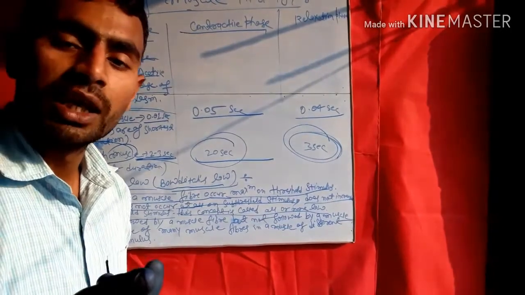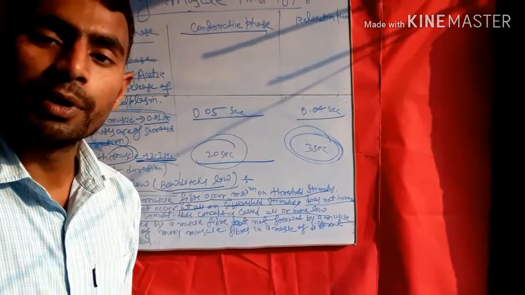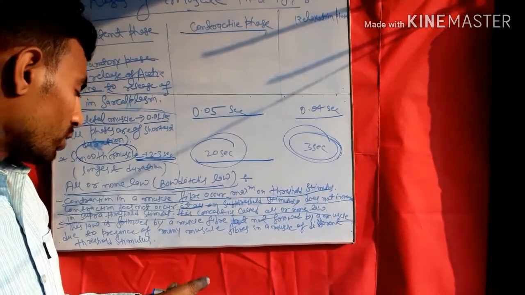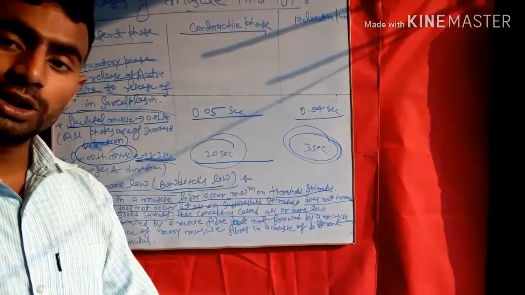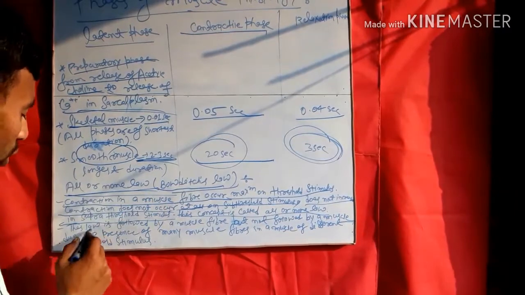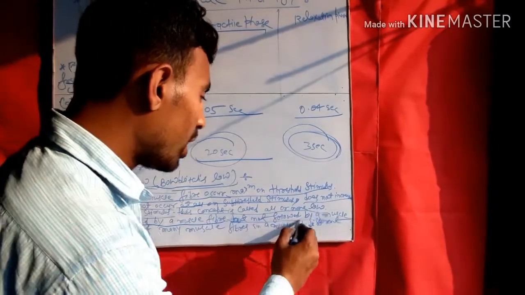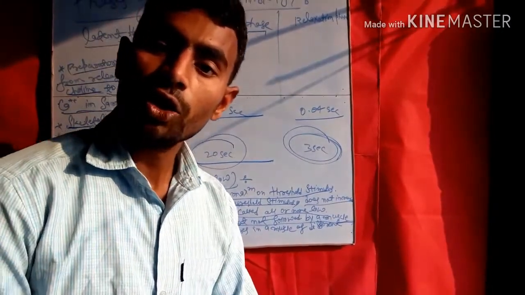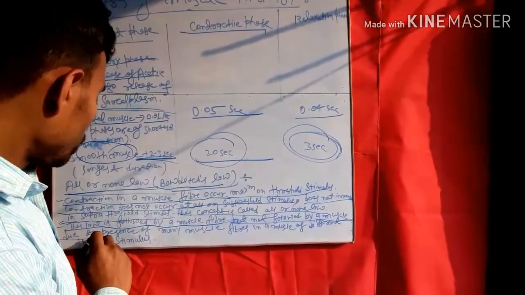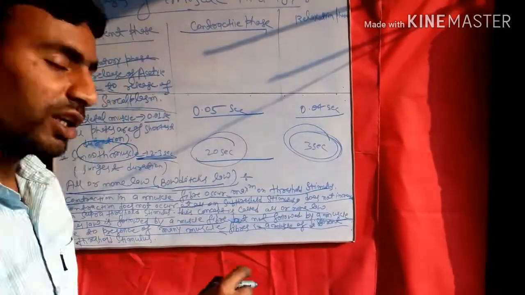Next point: the contraction happens in the muscle fiber, not in the muscle, because there are many muscle fibers in a muscle with different threshold stimuli. This law is followed by a muscle fiber, not by a muscle, due to the presence of many muscle fibers in a muscle of different threshold stimulus.